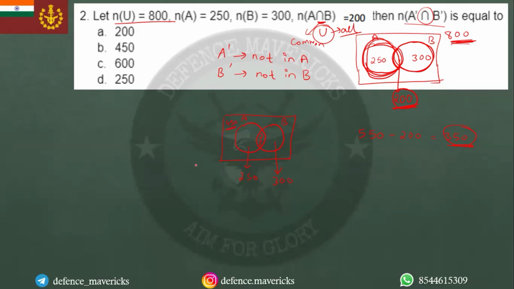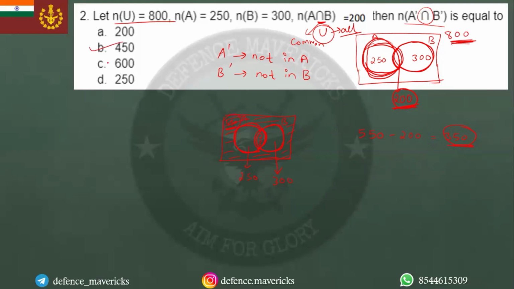Okay. Now what we need to check is what A complement intersection B complement is. So what is A complement? A complement is everything which is not in A. That means this whole thing and the remaining universal set. Okay. And what is B complement? B complement is this thing and the remaining universal set. So if you take the intersection of both of them, then only the remaining part is left. Okay. So this is basically your A complement intersection B complement, right? So how many elements are there? Already we had found out 450.